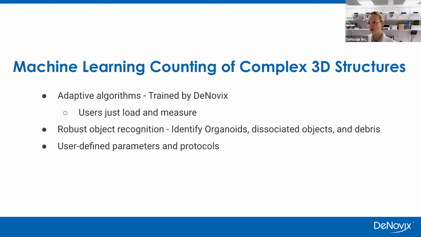Because we have scientists that have worked on this model, there is robust object recognition. We're able to discern between organoids, dissociated objects, and debris. The nature of our software is that there's the ability to have user-defined parameters and protocols. So you have the ability to customize and tailor the device to work best for you and your samples.